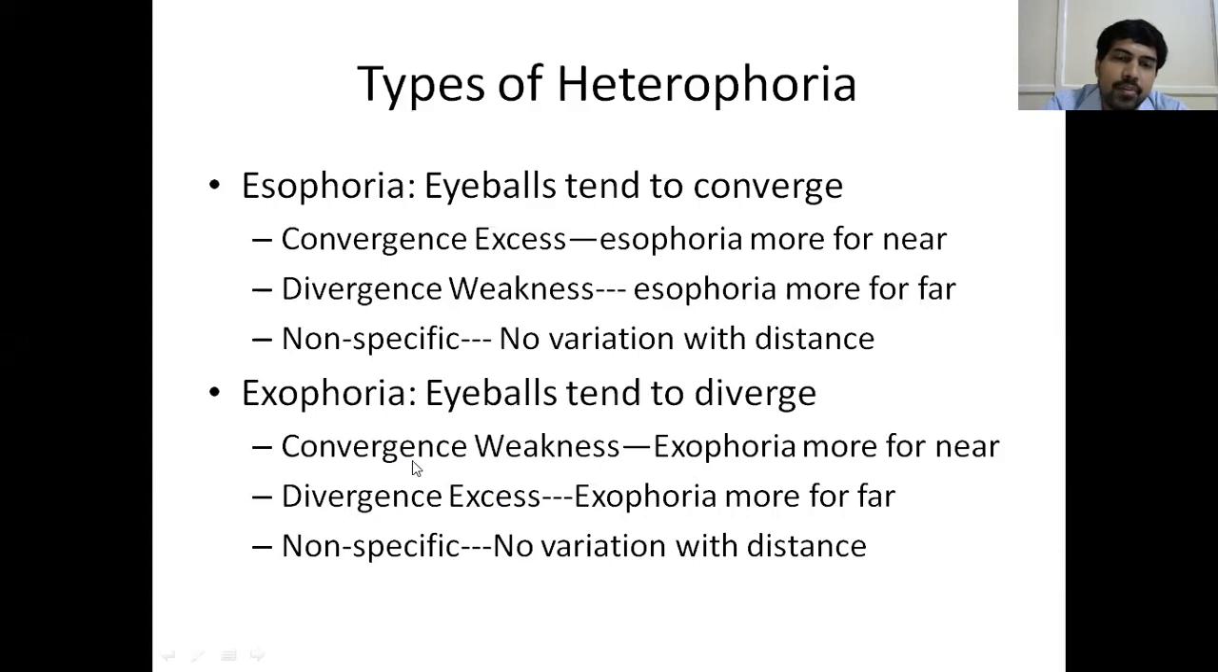So here basically remember that the medial rectus is weak. When you are doing near work, the medial rectus should work more, but it is weak, so the lateral rectus overacts and it causes excess of the outward deviation. Similarly, when you are looking at a far object, the eyeball should remain straight because of simultaneous action of the medial rectus and lateral rectus. Here the medial rectus is weak, so the lateral rectus overacts. There is divergence excess, so there is exophoria more for far. And non-specific variation, or no variation with distance. These are the various types of heterophoria.